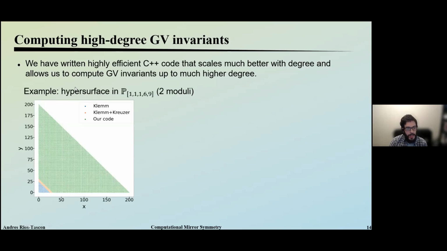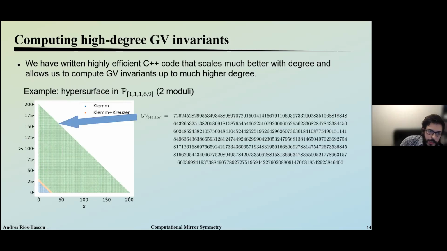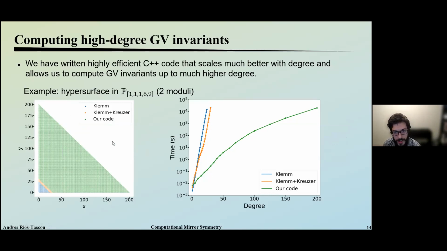As a quick comparison, let's look at the hypersurface in P11169, which has two moduli. Here in blue are the GV invariants that you can compute with the original Instanton package. In orange, the extra ones you can compute with Kurtz's improvements. And then in green, the ones we can compute with our code. We can get really deep in the Mori cone, where the GV invariants are astronomically large. And keep in mind that for this plot, we used the same amount of time for each of the computations. Here you can really see that our code increases a lot slower. It scales much better with the degree of the GV invariants.